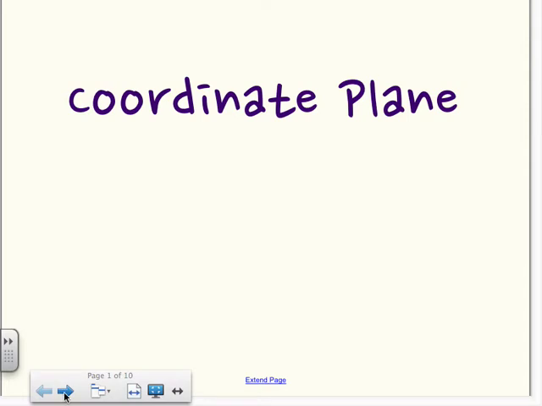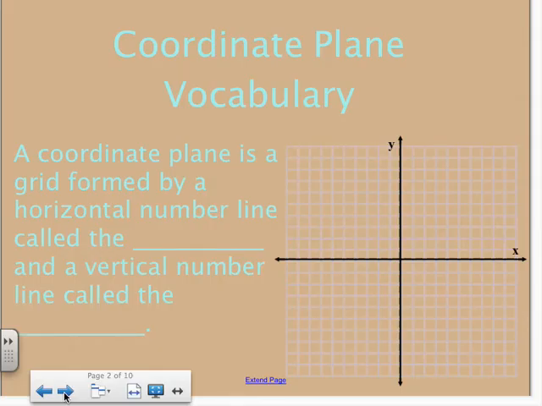Coordinate plane. So let's first take a look at some of the vocabulary. What exactly is a coordinate plane? So a coordinate plane is a grid formed by a horizontal number line and a vertical number line, okay?